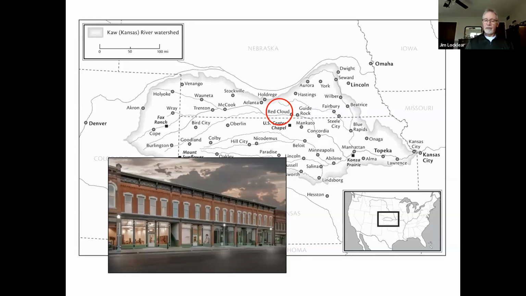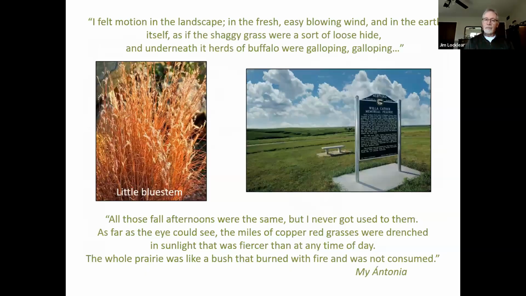It's a beautiful little town to visit, but probably no one is quoted as much when people are trying to find a good quote about the grasslands than Willa Cather. And I'll just have two examples here. Both of these are from My Antonia. The first one: "I felt motion in the landscape, in the fresh, easy-blowing wind, and in the earth itself, as if the shaggy grass were a sort of loose hide, and underneath it herds of buffalo were galloping."